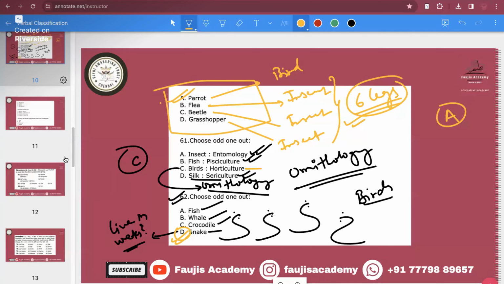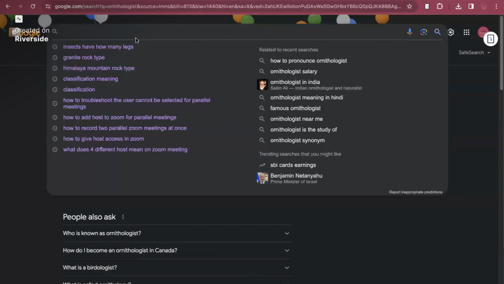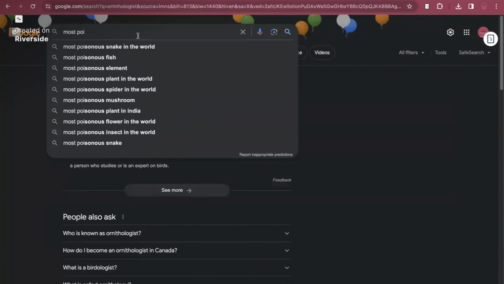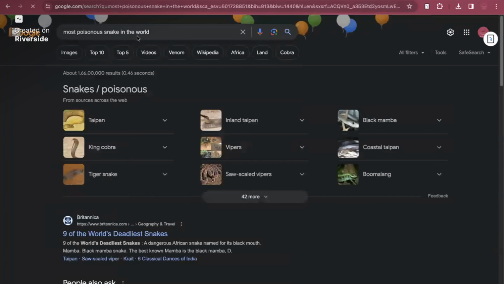We all hate snakes. We have our friends as snakes. Some families as snakes. Some are like cobra, some are like krait, Russell's viper, and whatnot. Which one is the most poisonous snake in the world? Let's check it out. Most poisonous snake in the world. Which one is that?